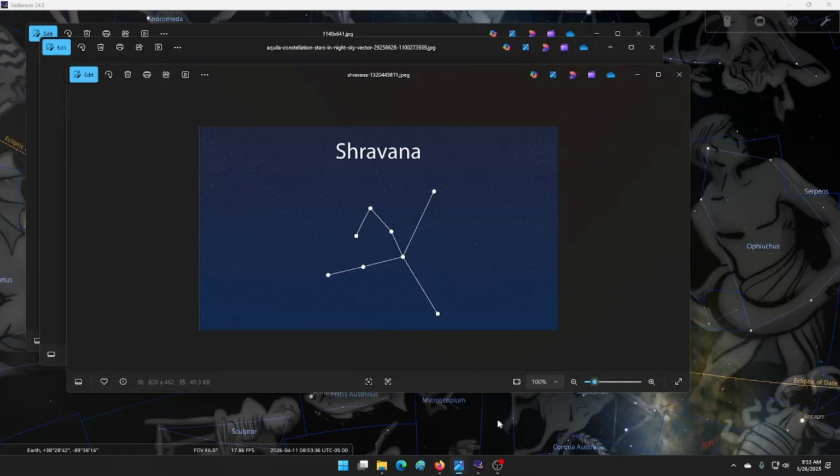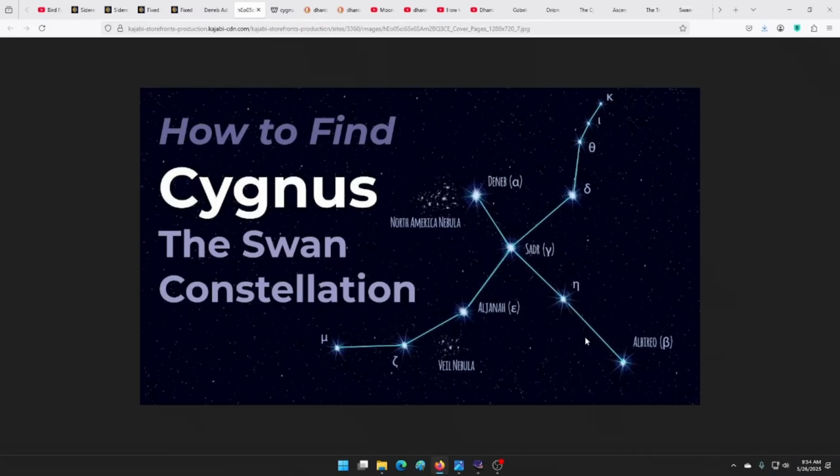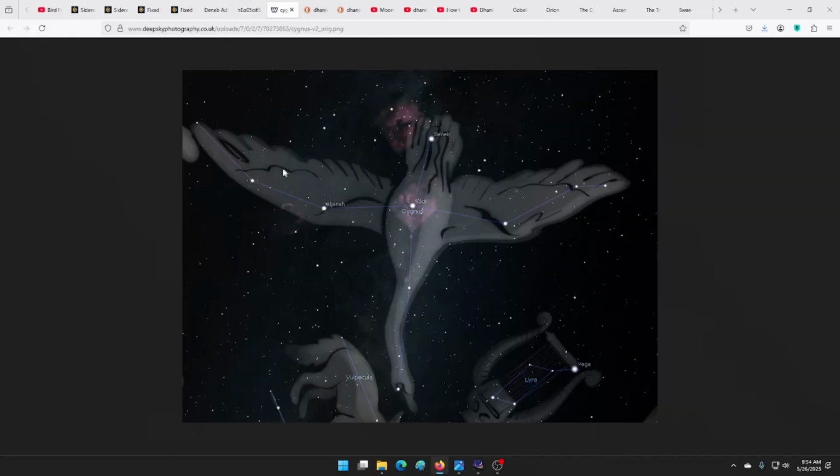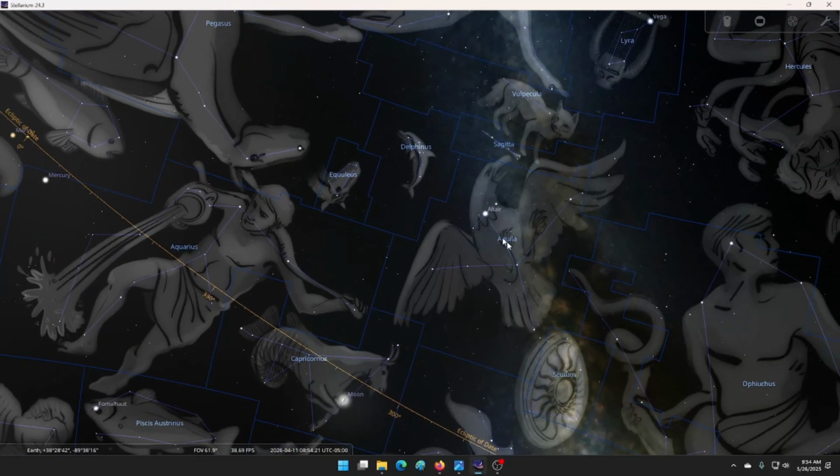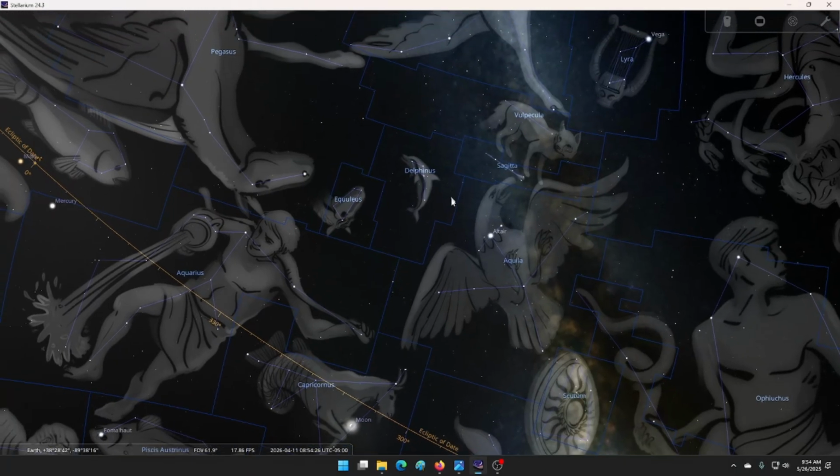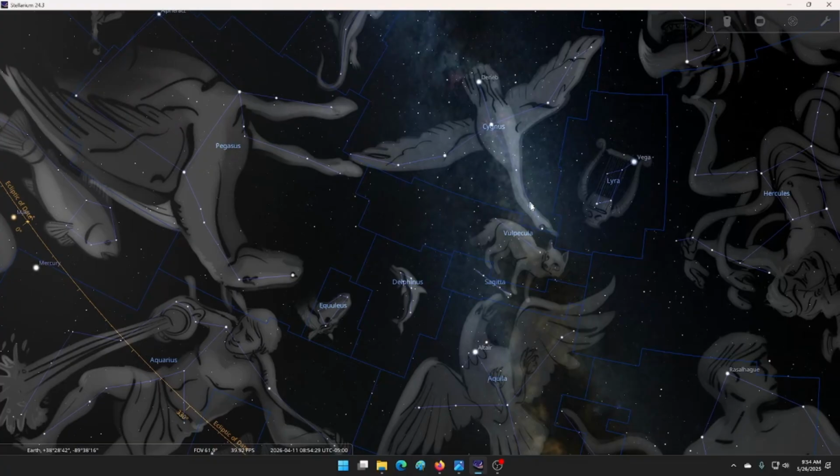Okay. It's the same thing. So this is Cygnus. Cygnus. So here you have Aquila. This is the Shravana Nakshatra. And then here you have Cygnus. Very similar, but they are different.